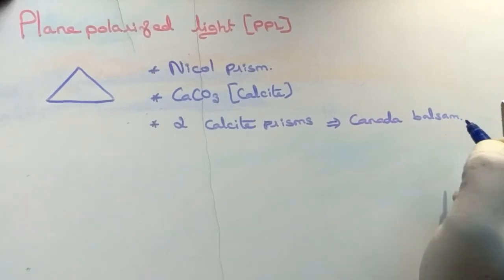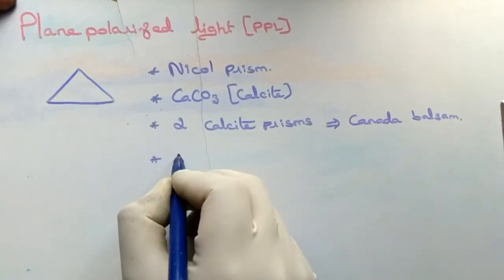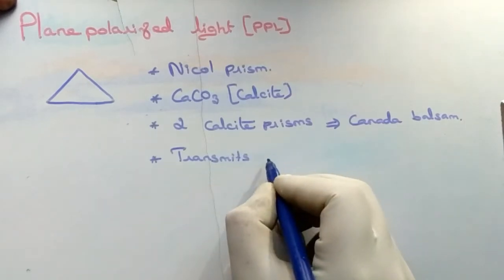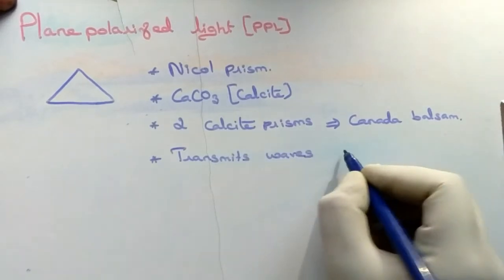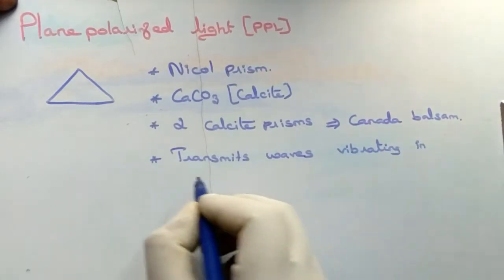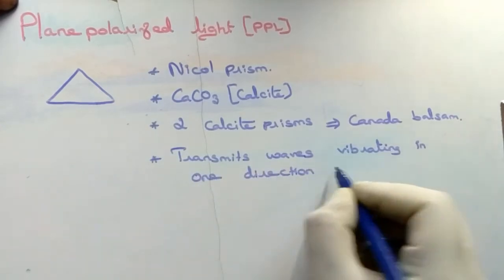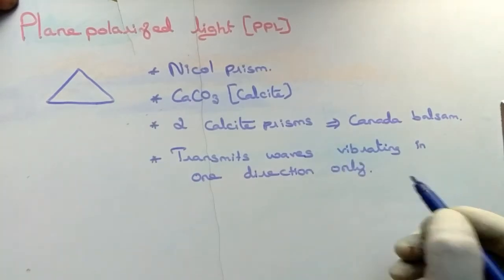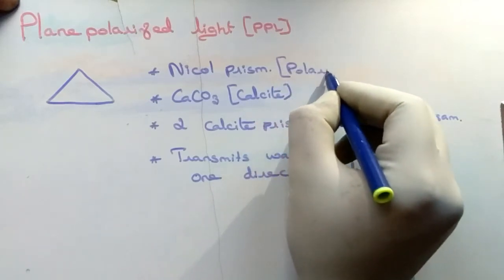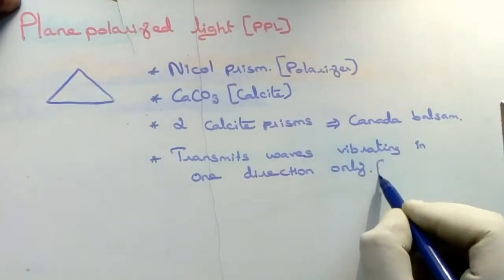Nicol prism transmits waves vibrating in only one direction. Usually ordinary light particles will be vibrating in all directions. When it passes through a nicol prism, it will transmit the waves vibrating in only one direction. Due to this behavior, nicol prism is called a polarizer. The light vibrating in only one direction is called plane polarized light.